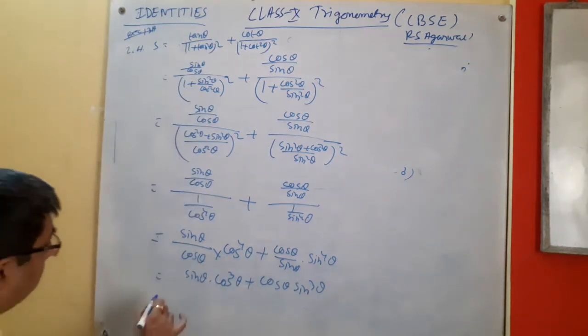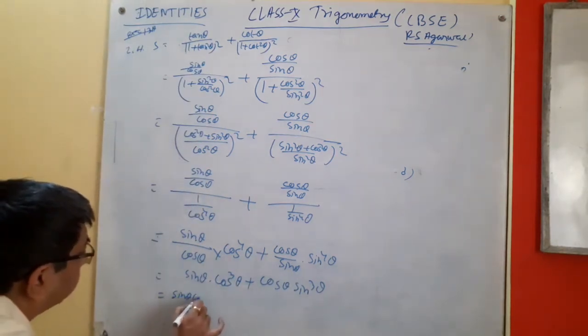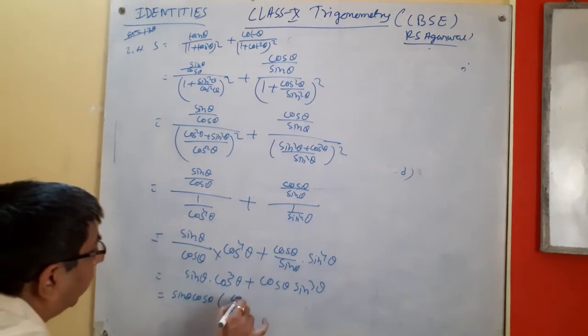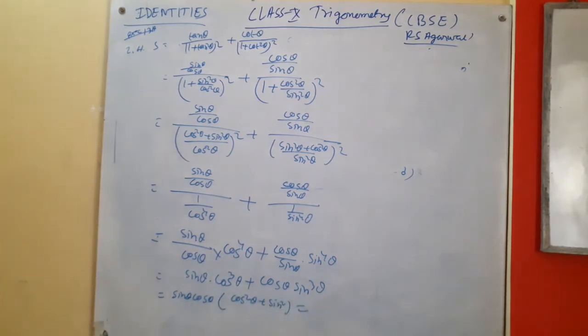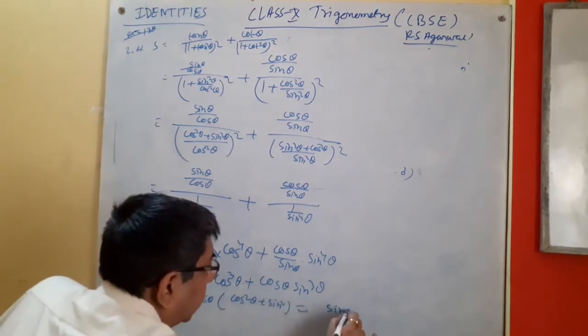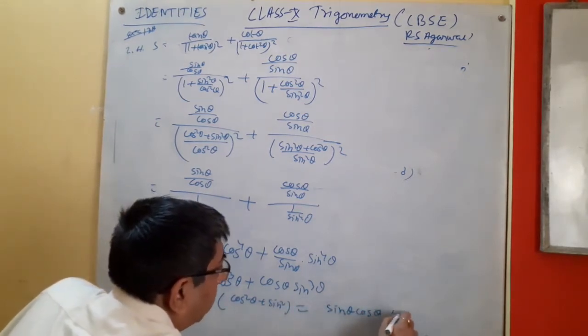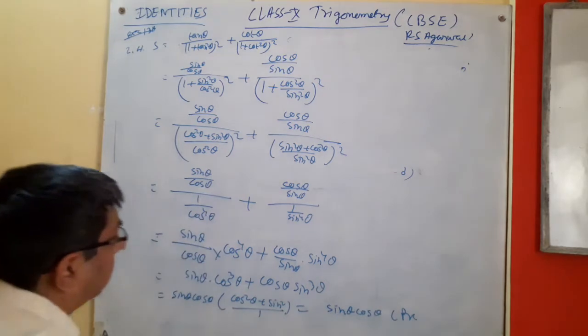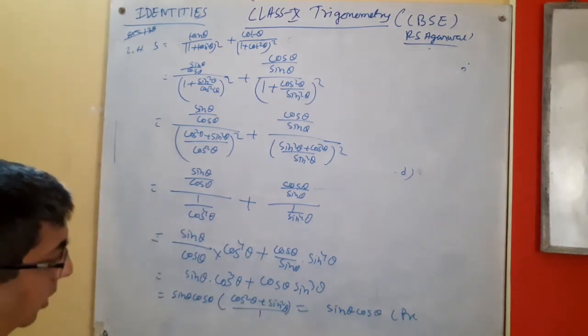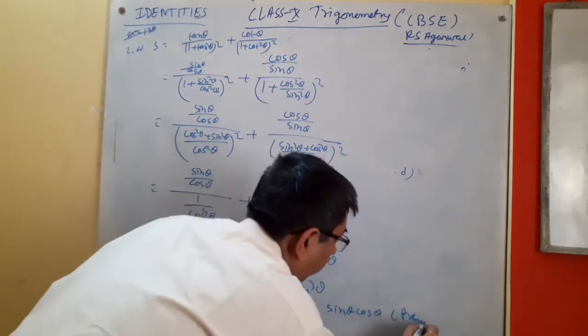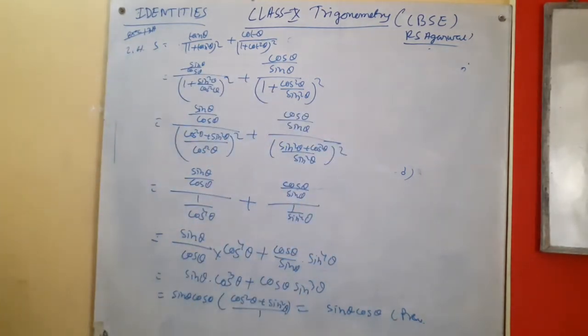Now look, one thing, you will take sin theta cos theta common. So we are getting cos square theta plus sin square theta. Here I am writing because there is no space. So sin theta into cos theta proved. Because this is 1. This is 1. Right? This is 1. So this is proved. Please copy the sum. This is very important. Now we'll go to the next one.